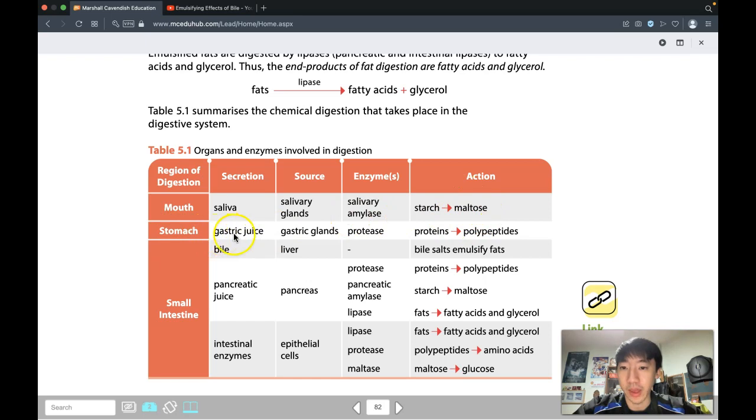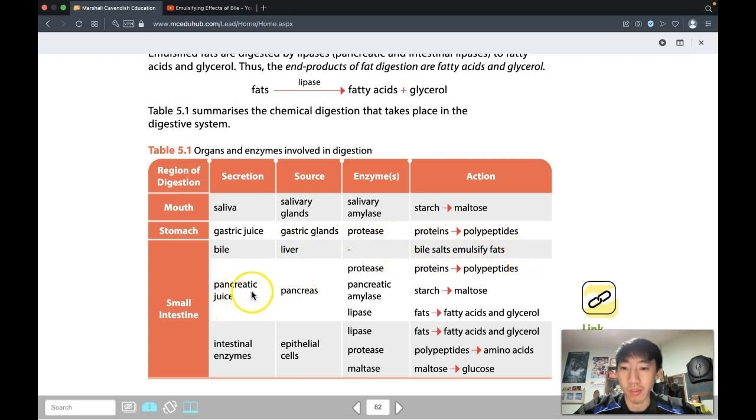Stomach has gastric juice that comes from the gastric glands of the stomach, and there's a protease enzyme. It would digest and break down proteins into polypeptides. Then in the small intestine, there are three things that happen, right? BAO that was produced by the liver and was stored in the gallbladder would emulsify large fat droplets into smaller fat droplets.